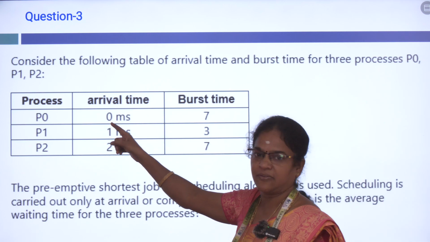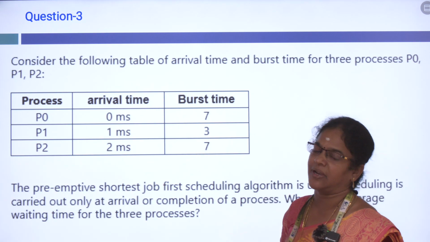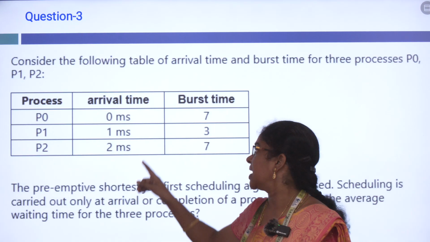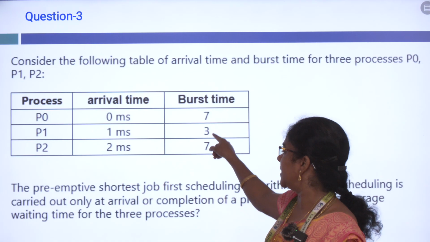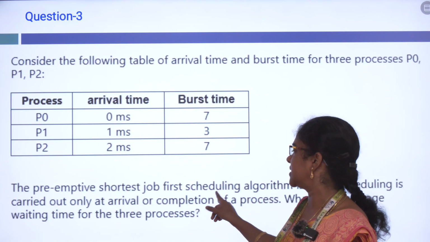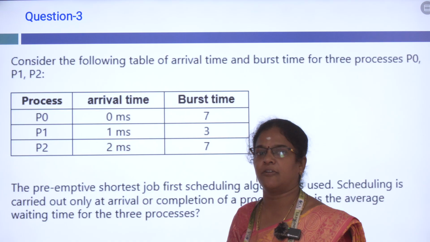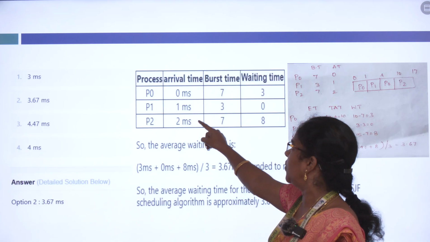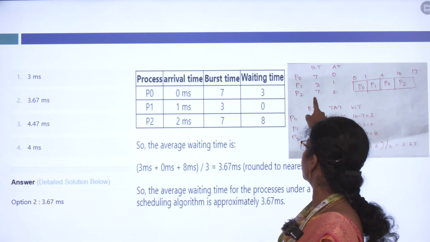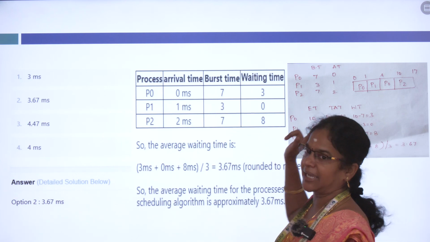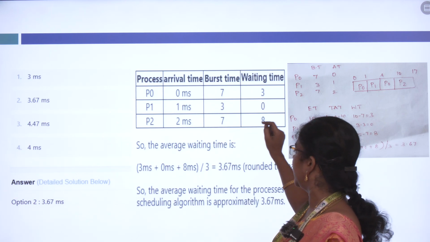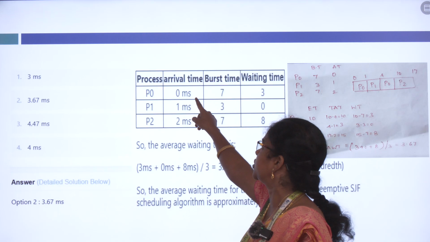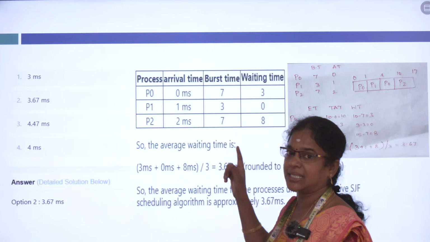Three processes are given, P0, P1, P2, and the arrival time is given. If the arrival time is not given, we take the arrival times as 0, 1, and so on, but here the arrival times are given as 0, 1, 2. The burst time is also given. Preemptive shortest job first — what is preemptive shortest job first? It is SRTF. Okay. Similarly, you find P0, P1, P2 with arrival times 0, 1, 2 and the burst times given. First you draw the Gantt chart, then you find the waiting time and calculate the average waiting time. On this Gantt chart we start from 0 milliseconds with P0. So P0, this is the SRTF.